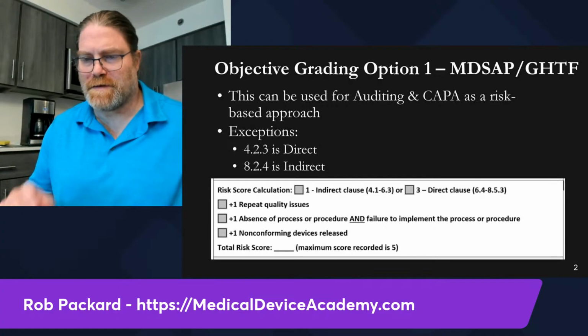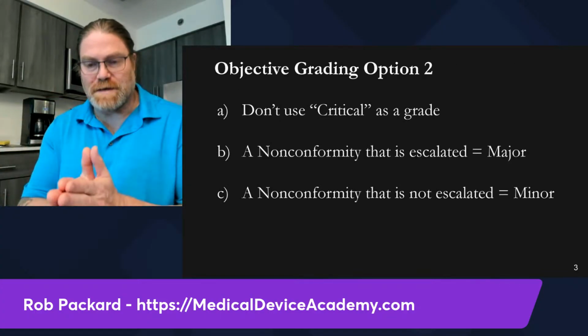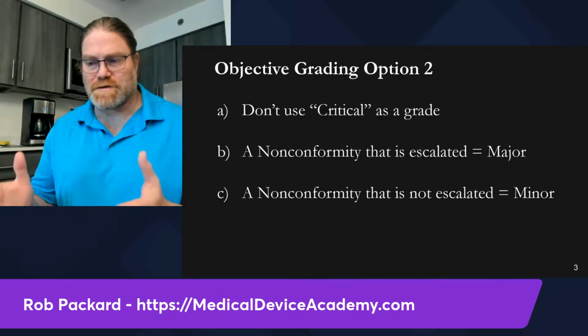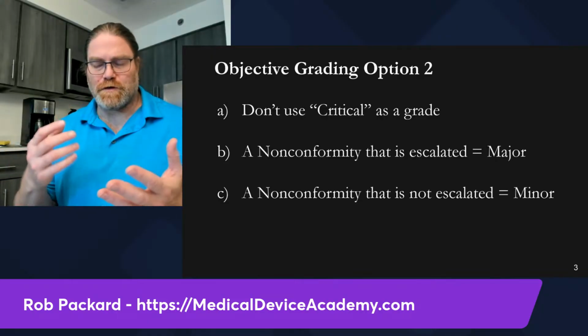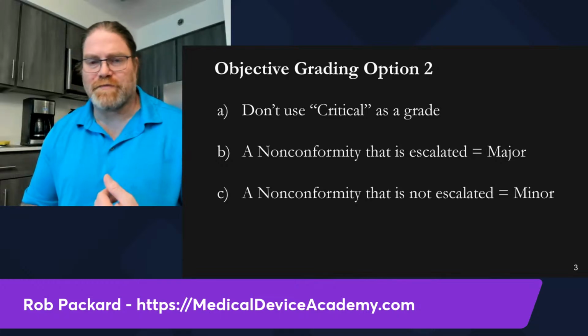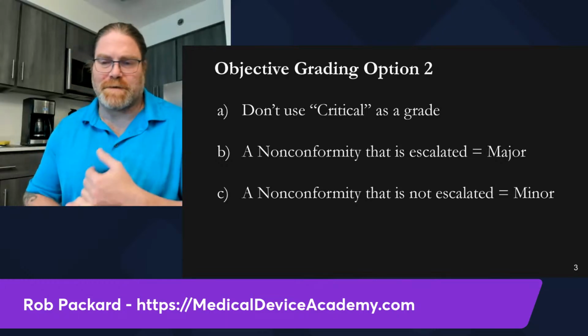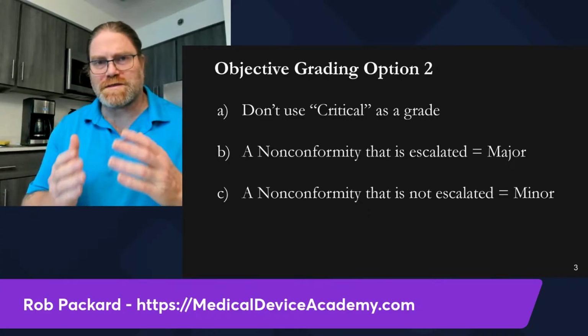Okay, now we'll go on to the next option for grading. So as I said, don't use critical as a grade. I don't really like that approach. The people that use critical, they're saying, well, this could be a 43. Almost anything could be a 43 if the inspector is in a bad mood. So anything non-conformity could be a 43. 43 is just the number of the form.